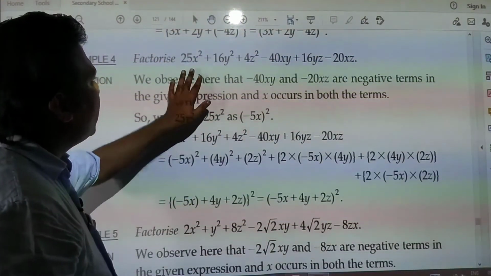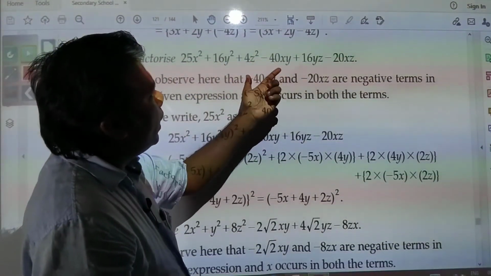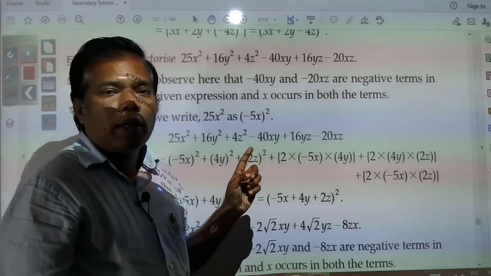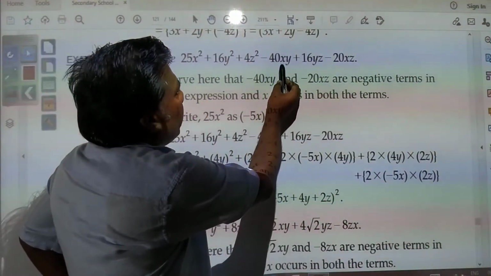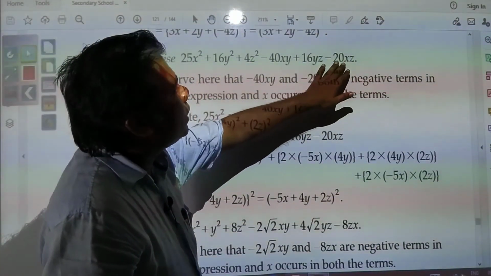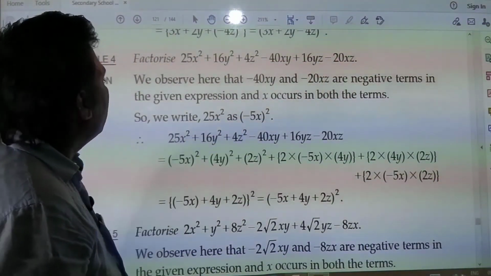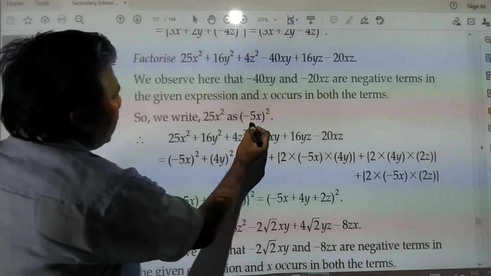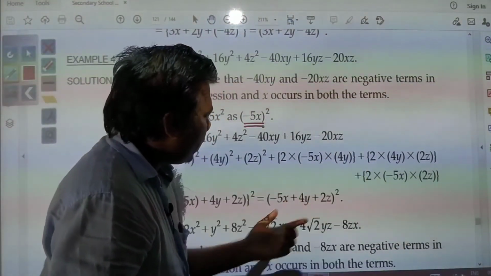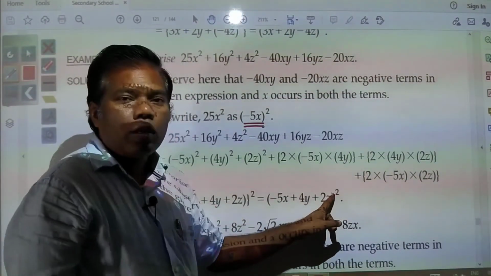Next you see a similar question is there: factorize 25x square plus 16y square plus 4z square. Again you need to know how we will write, which term we will write negative, x term, y term or z term. Since here you have x and again here you have x, so definitely the x term will be negative. So here you have 25x square, so this should be written as minus 5x whole square, here you see. And so when you are writing in the formula, in this way we will write, and finally we will get (−5x + 4y + 2z) whole square.